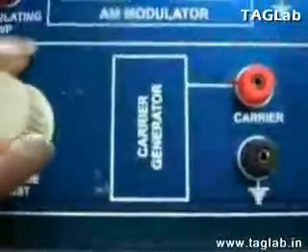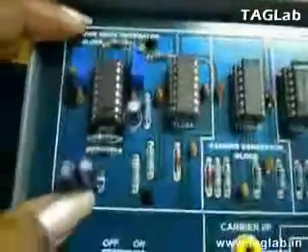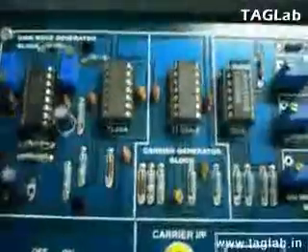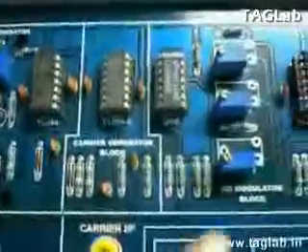The basic circuit is over here. The sine wave generator, the carrier generator block, the AM modulation block, the AM demodulator block and the power supply block.